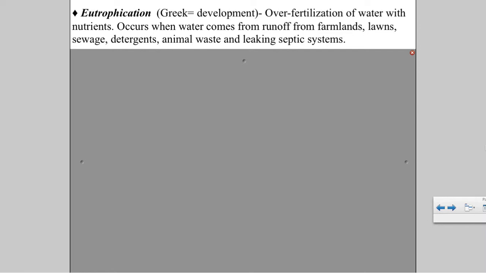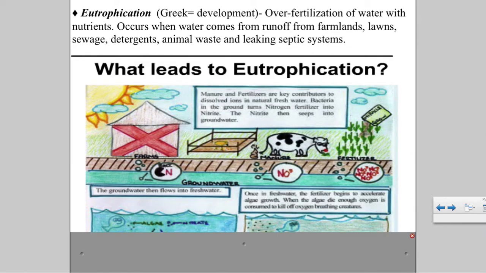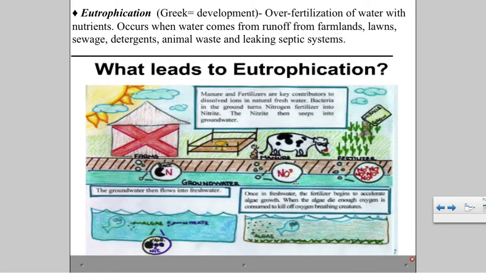And this occurs when your water comes from runoff from farmlands, lawns, sewages, detergents, animal waste, and leaking septics. So it's overcrowded with these nutrients. And here's an example of eutrophication. Here you have manure and fertilizers in the farm. It dissolves into natural water. Your bacteria in the ground turns into nitrogen. We talked about that from nitrogen fixation. The nitrate then seeps into the groundwater. Too much of it, the fish are like, oh no, this is not good.